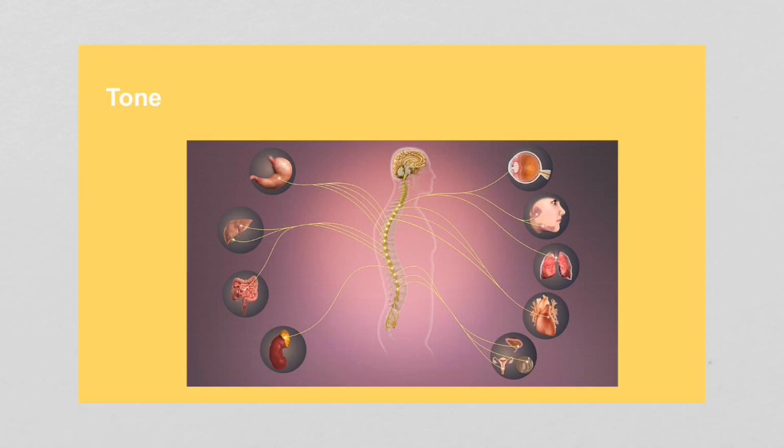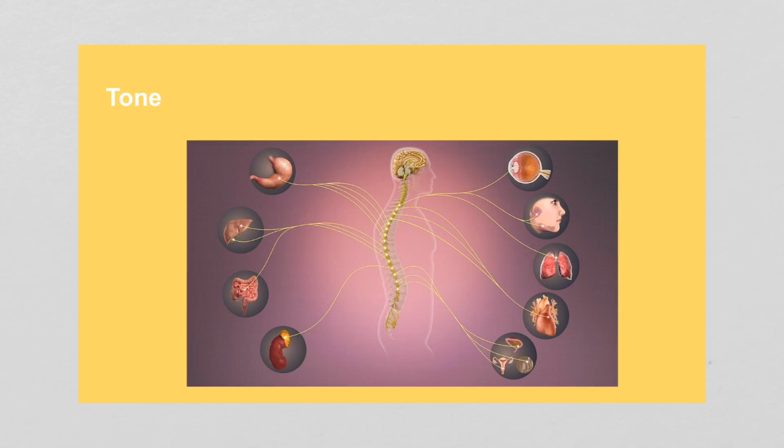And so parasympathetic tone, one of the better examples is of slowing the heart rate. The heart by itself would beat 100 beats per minute, but that parasympathetic tone slows it down to about 75 beats per minute.